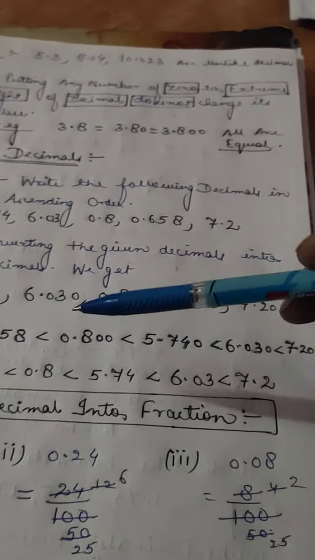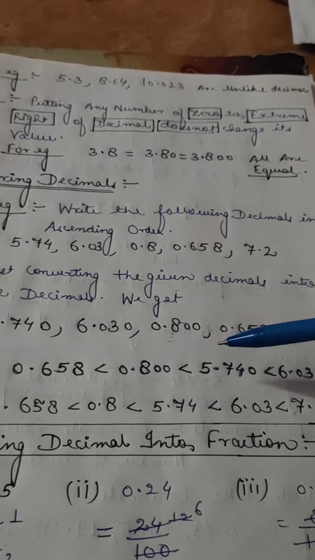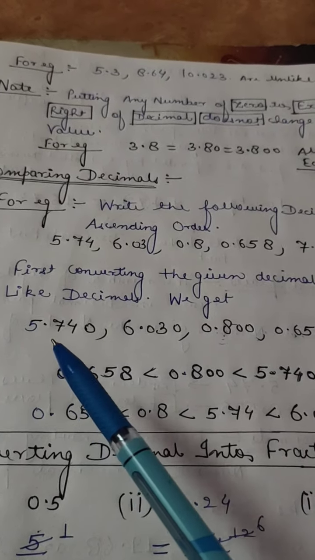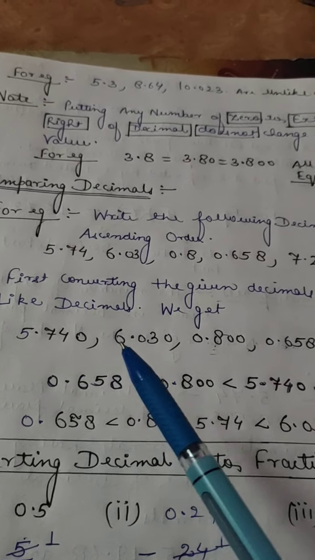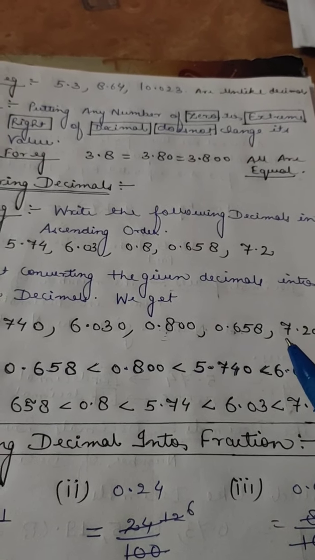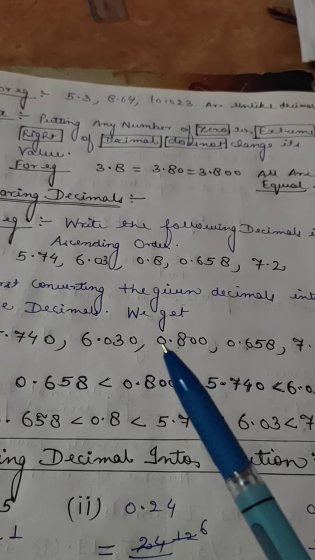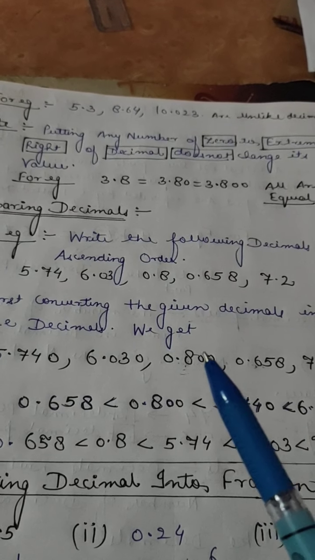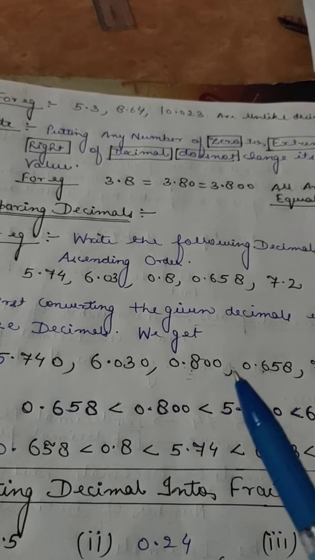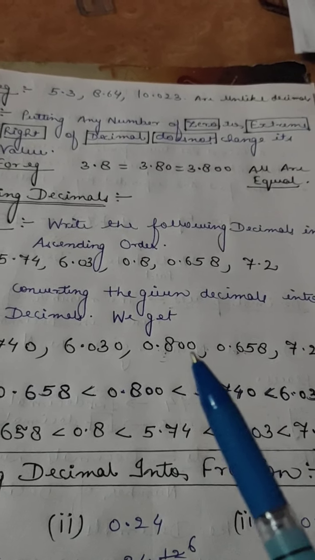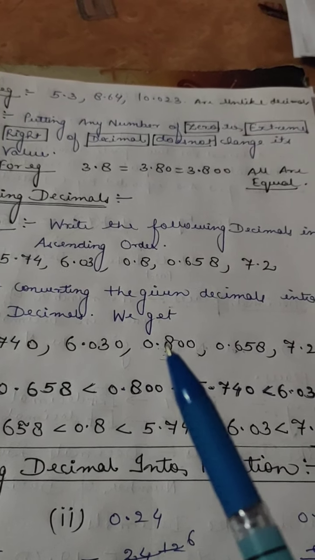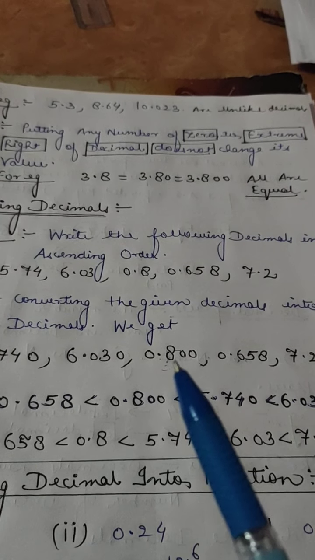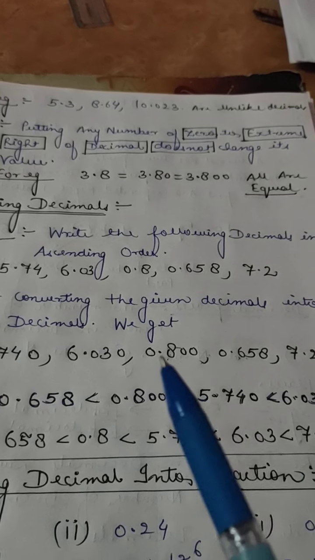So after converting them into like decimals, first compare the whole number part of all the decimals. See what you have seen here, the whole number part is 5, here 6, here 0, here 0, here 7. So which is the smallest whole number part? Here 0 and 0. So in these two decimals, both are having the same whole number part. So we will compare the next digit after the decimal. So comparing the next digit, what we get? 6 and 8. The digit present at the first place after the decimal. So which is smaller?